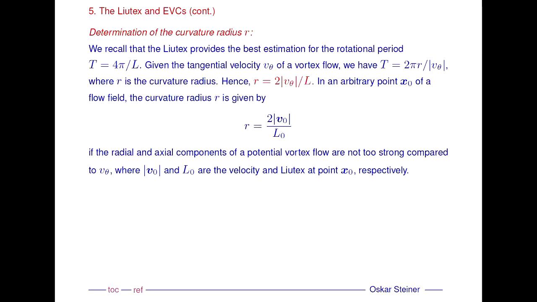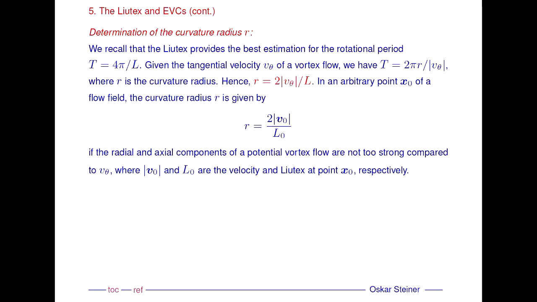Now we don't know the tangential velocity. Maybe somebody has a good idea. We just took the velocity we have at a given location. And so we say, okay, the curvature radius is 2 times the velocity divided by the Liutex. That is not good enough.